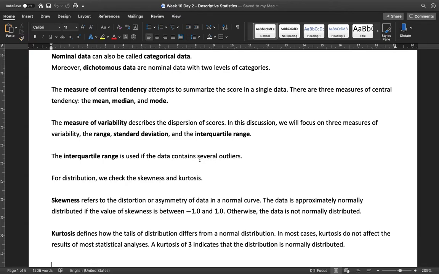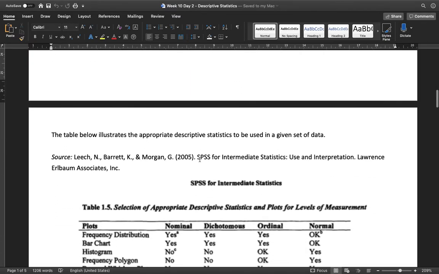Kasi hindi ka lang pwedeng basta-basta, gusto kong gamitin yung mean. Wala lang, gusto ko lang. Hindi naman pwede yun. Gusto kong gamitin yung mode. Hindi pwede. May mga criteria tayong sinusunod. So, ano ba yung mga criteria na yun?